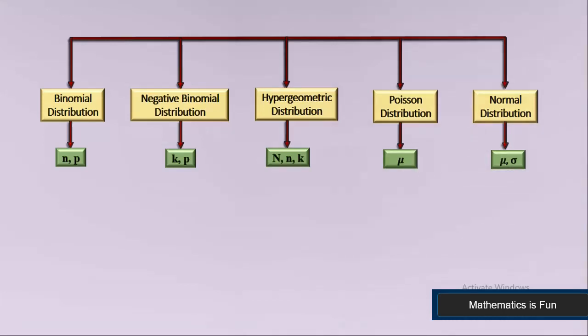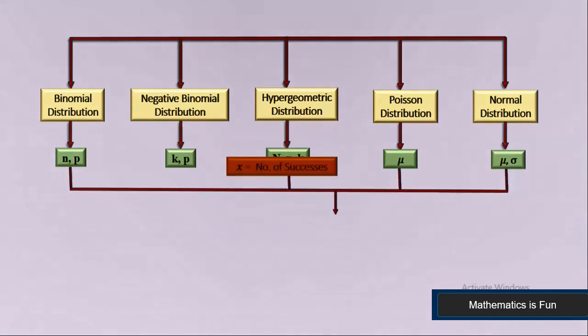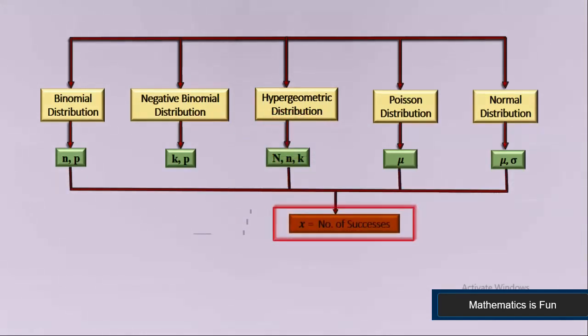So in the problems of distribution, what we are interested to find is very important. Basically we are interested to find the probability of x. Now, what is x in the distributions? In all the distributions except negative binomial, x represents the number of successes. Means in every distribution except negative binomial distribution, we are interested to find the probability of number of successes. What is the chance that we get this number of successes?